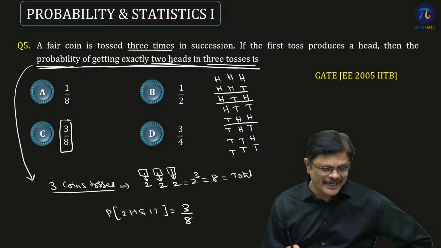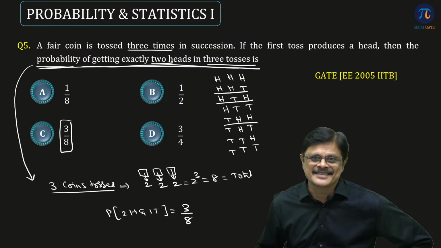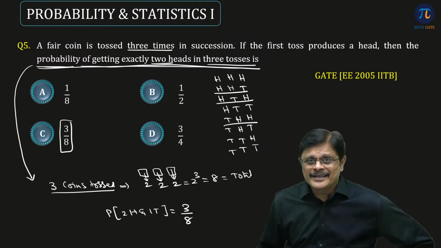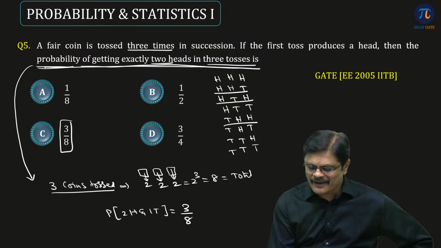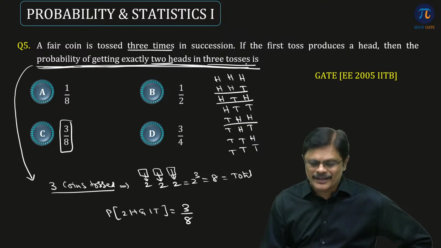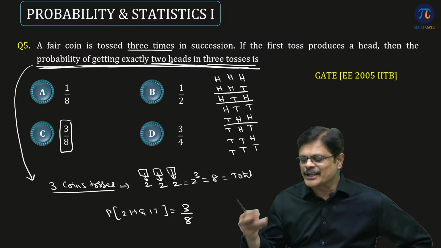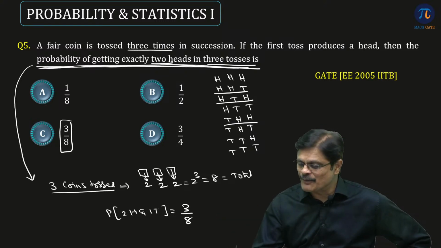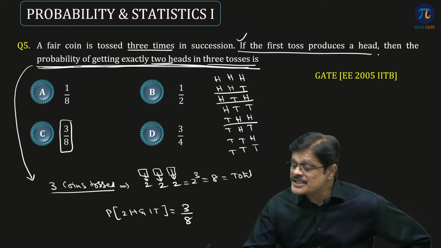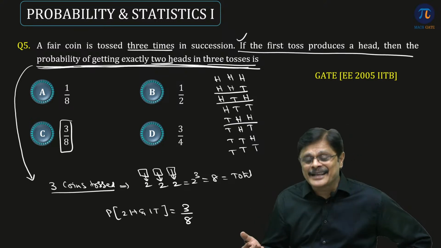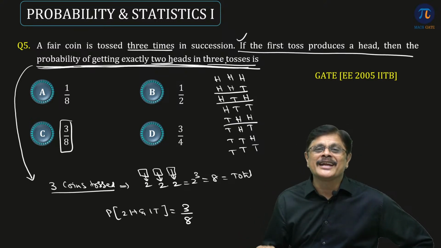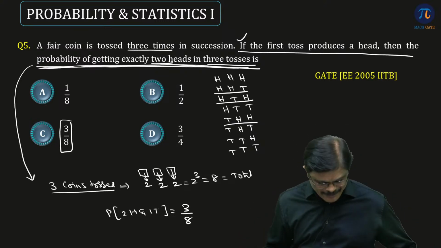3 by 8 option is also available in the answers. But is it correct? It is not correct because they haven't read the question properly. What they read is probability of getting exactly 2 heads in 3 tosses. But actually, what is the question? If the first toss produces a head, then what is the probability of getting exactly 2 heads and 1 tail?